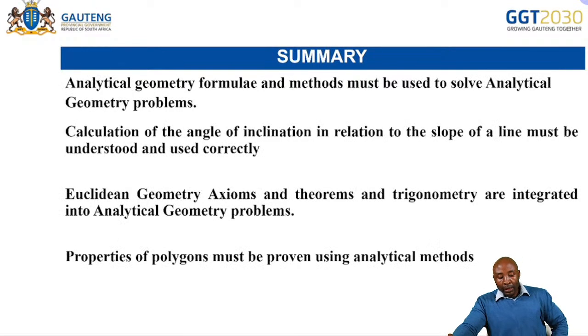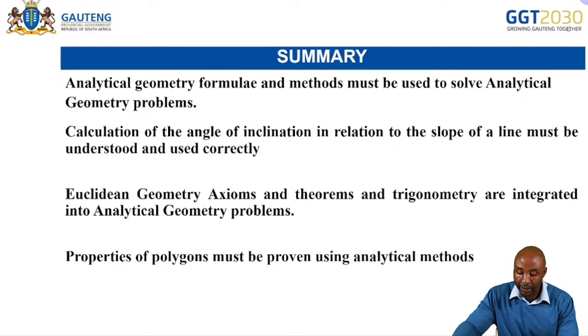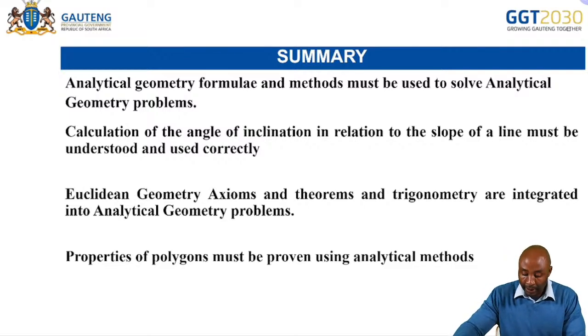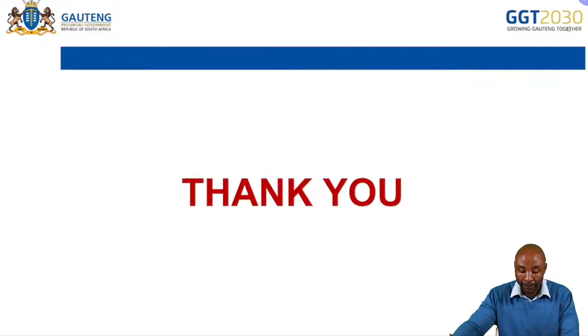Now, we can see that for our lesson, in summary, analytical geometry formulae and methods must be used to solve analytical geometry problems. The calculation of angle of inclination in relation to the slope of a line must be understood and we use it correctly. Euclidean geometry, axioms and theorems and trigonometry are integrated into analytical geometry problems and we should be able to use that. Properties of our polygons must be proven also using analytical methods. I indicated this one at the beginning. I thank you.